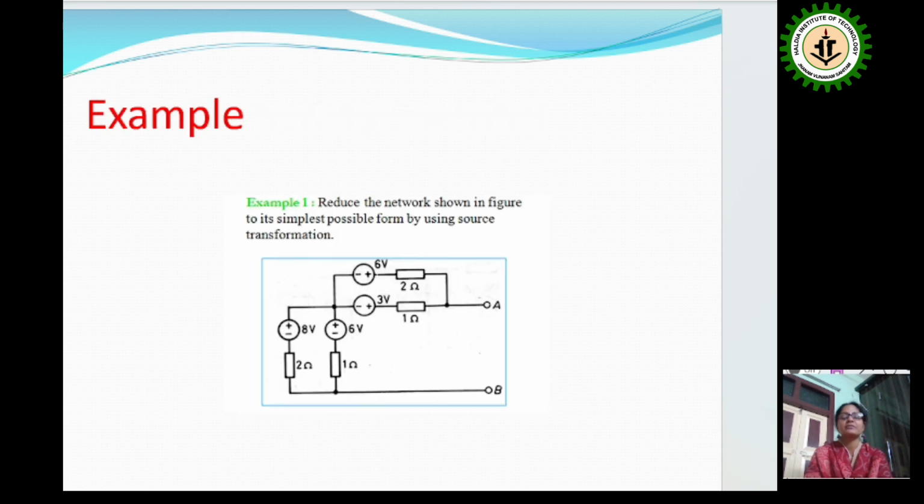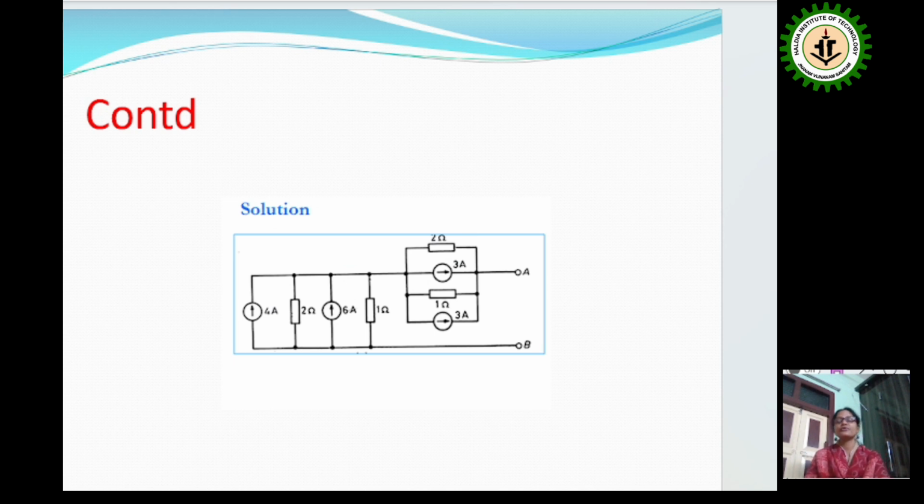Source conversion method. Suppose this is one example, this is a network, and reduce the network shown in the figure to its simplest possible form by using source transformation. This network has four voltage sources. So first convert these four voltage sources into their equivalent current sources. If we convert these four voltage sources into equivalent current sources, then we get this type of network.